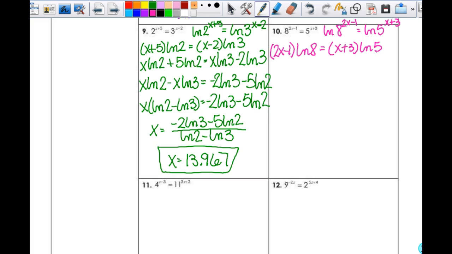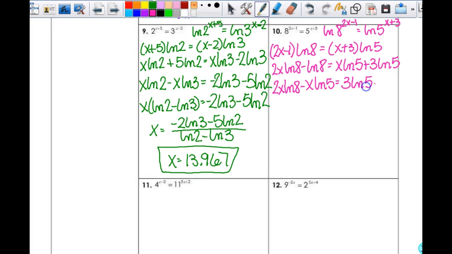Since I have parentheses on both sides here, I need to distribute. It's going to give me 2x times the natural log of 8 minus the natural log of 8 equals x times the natural log of 5 plus 3 times the natural log of 5. Once it's all distributed, then I collect all my like terms, and I get 2x times the natural log of 8 minus x times the natural log of 5. It's equal to 3 times the natural log of 5 plus the natural log of 8.